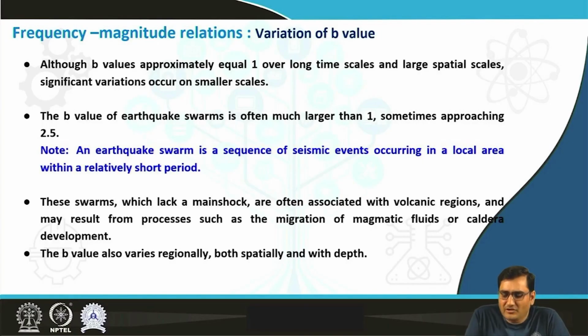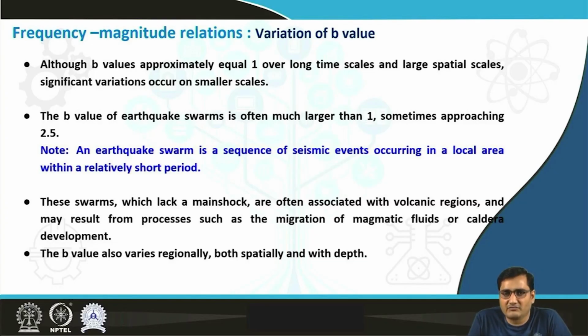let's talk about the variations of the b value. As we know, approximately the b value should be equal to 1, and that should come to equal 1 over a large period of time for large areas, and it will have significant variations for smaller times and smaller areas. The b value of earthquake swarms is often much larger than 1, sometimes approaching 2.5.